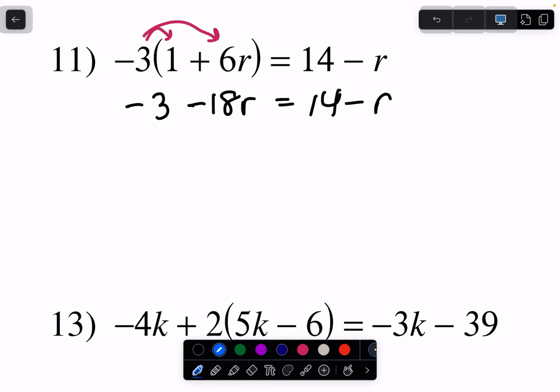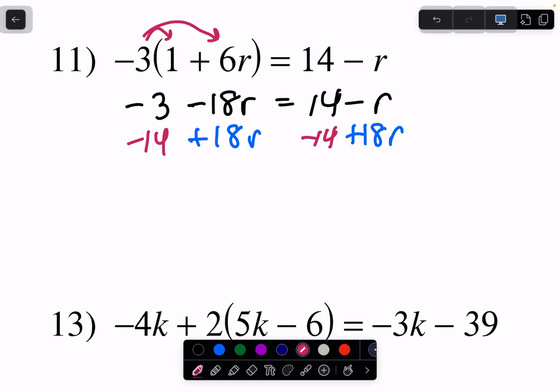So it doesn't matter which way you go. I do tend to think about where I can make things positive. That's usually helpful. It doesn't matter. Again, there's lots of ways to do an equation. But I am going to add 18r to both sides. That's going to put the r on the right, which means I need to move the 14. Let's change that so you can see. I'm going to need to move the 14 to the left.